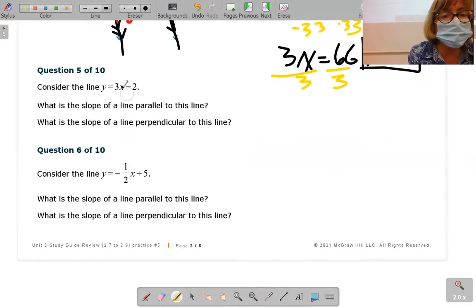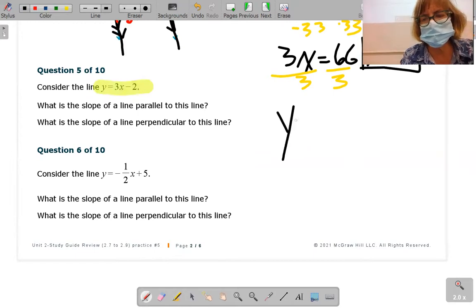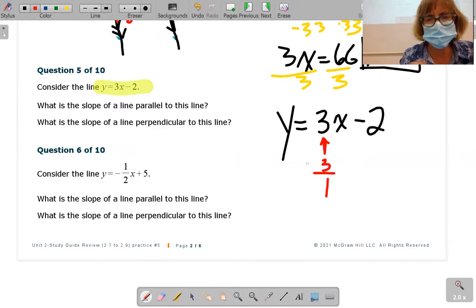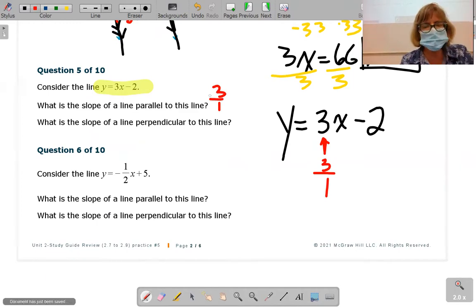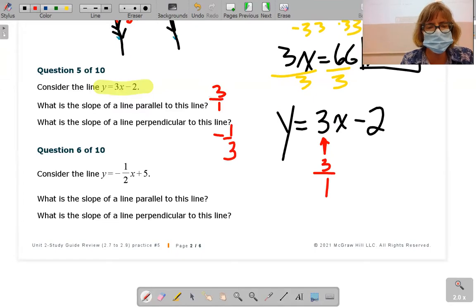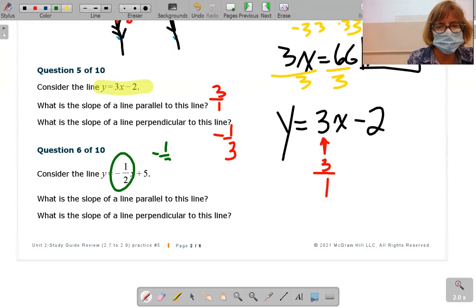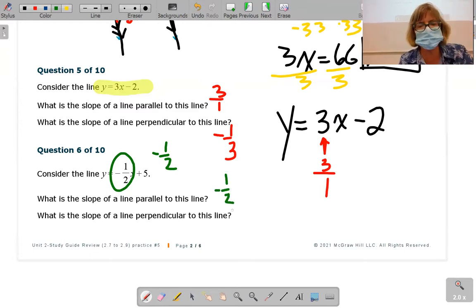We're considering this line, so I'm going to put it in the big margin, y equals 3x minus 2, and our slope is 3/1. Parallel, slope equals slope, so 3/1. Perpendicular, it is the opposite reciprocal, so it's -1/3. Coming here, our slope is -1/2, y equals mx plus b. Parallel, again, the same, slope equals slope, -1/2. Perpendicular is the opposite reciprocal, so it is 2/1.